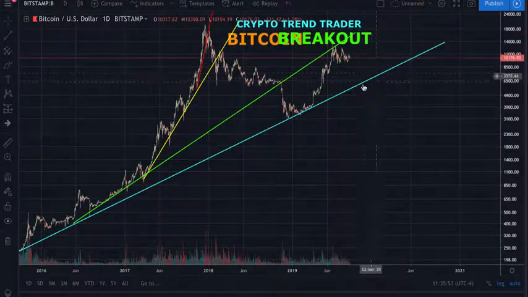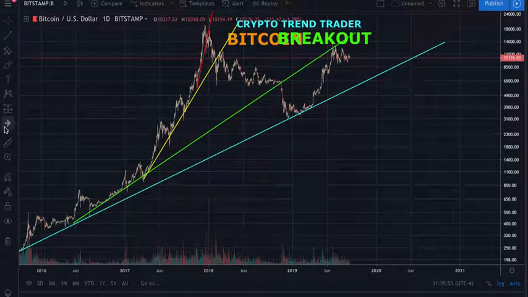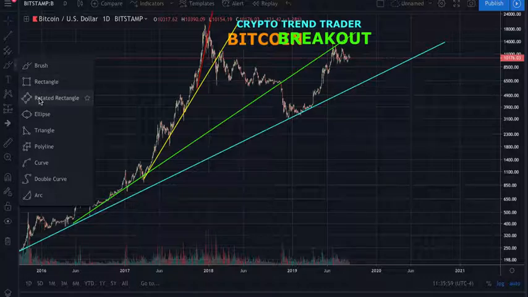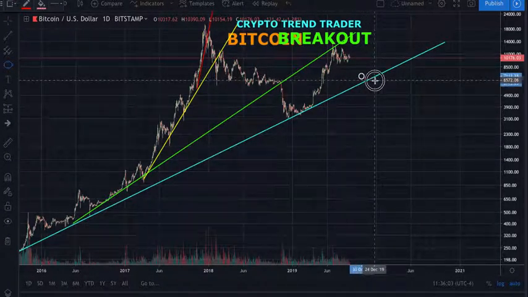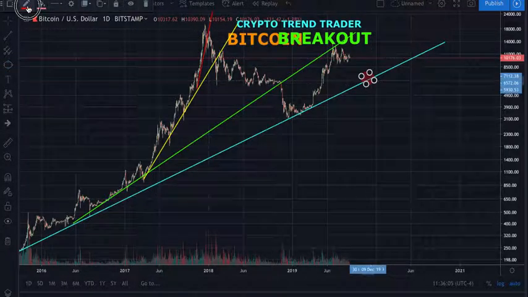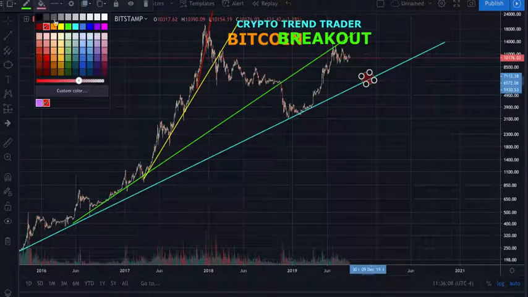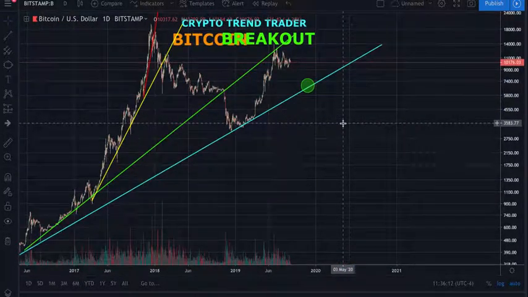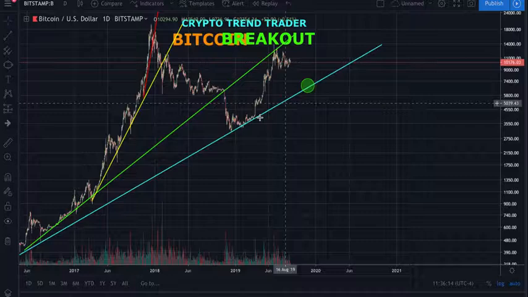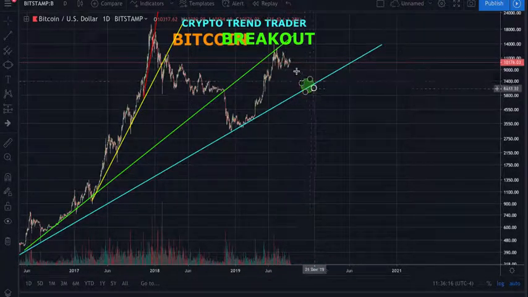But more than likely we're going to come down here and test it as support. So what that's going to do is give us a target. It's not necessarily the target, but it's going to give us a target. So I think it's likely that somewhere in this range we're going to come back here and test support. So that gives us an initial target based on just this and where the price action's at right now.